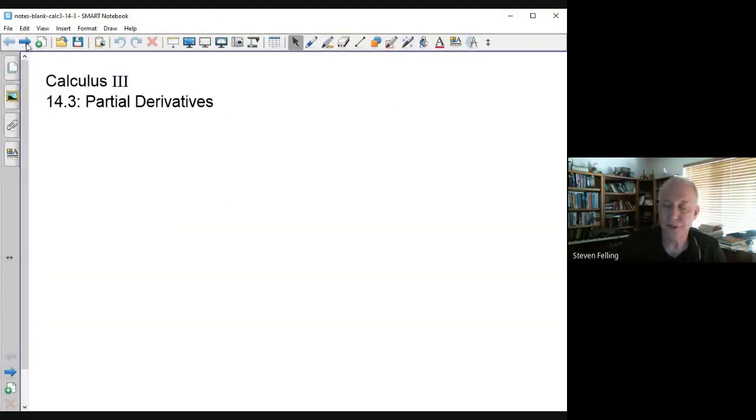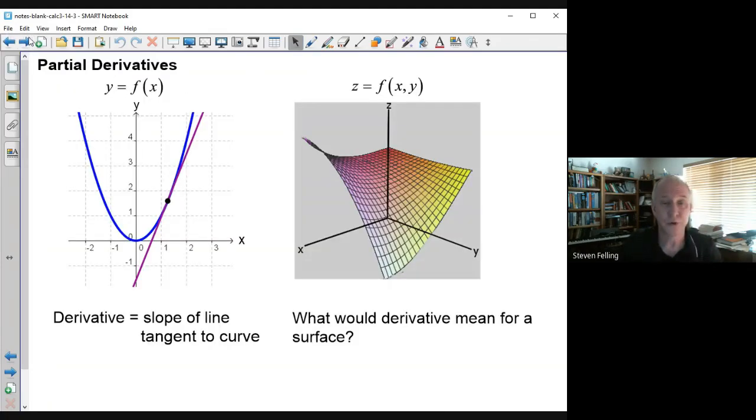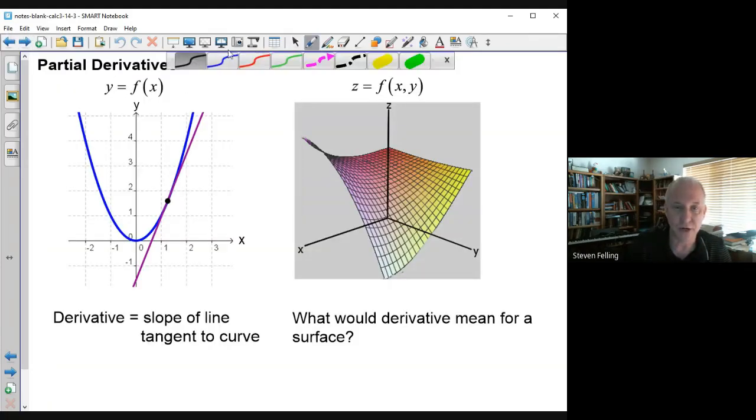So partial derivatives, we were introduced to this back in brief calc, if you took brief calc before AP Calc BC. And it's just the idea that when you have a function that has more than one input variable in the domain, then you can take the derivative of how quickly the output is changing with respect to either of the variables independently.